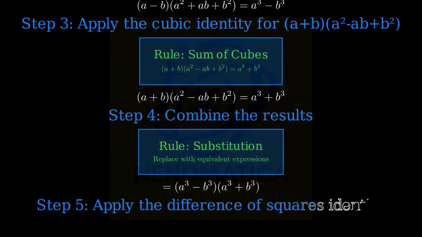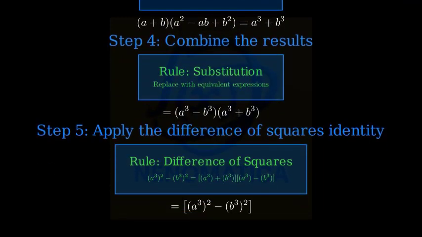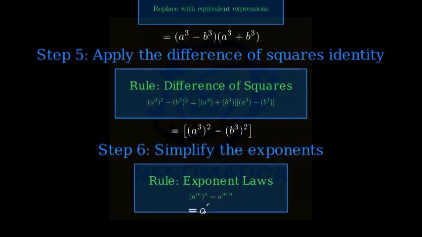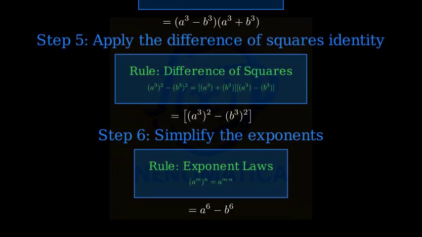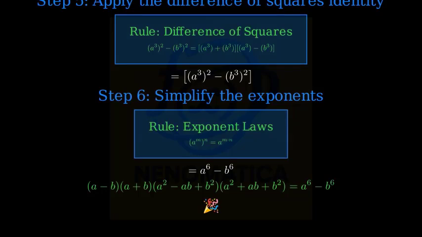For our fifth step, we'll recognize that we have a difference of squares pattern. We can apply the identity a squared minus b squared equals (a plus b) times (a minus b). In our case, a is a cubed and b is b cubed. For our sixth step, we'll simplify the exponents. A cubed squared is a to the power of 6, and b cubed squared is b to the power of 6. So our final answer is a to the power of 6 minus b to the power of 6. Congratulations! We've successfully simplified the complex expression by following the algorithm step by step.